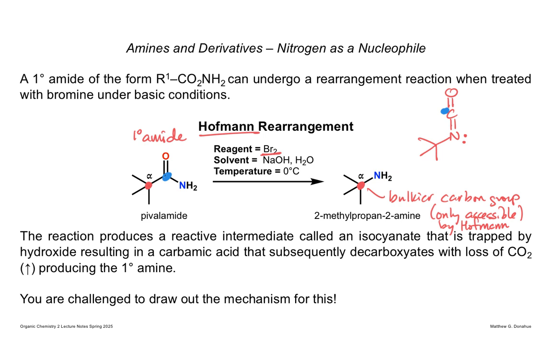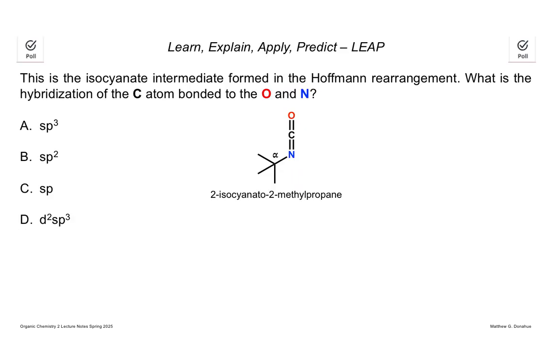Again, that's only accessible by the Hofmann reaction. You can't use those other reagents to make that. So this thing is called an isocyanate. So a couple questions about that. What is the hybridization of that carbon atom? So it's sp.